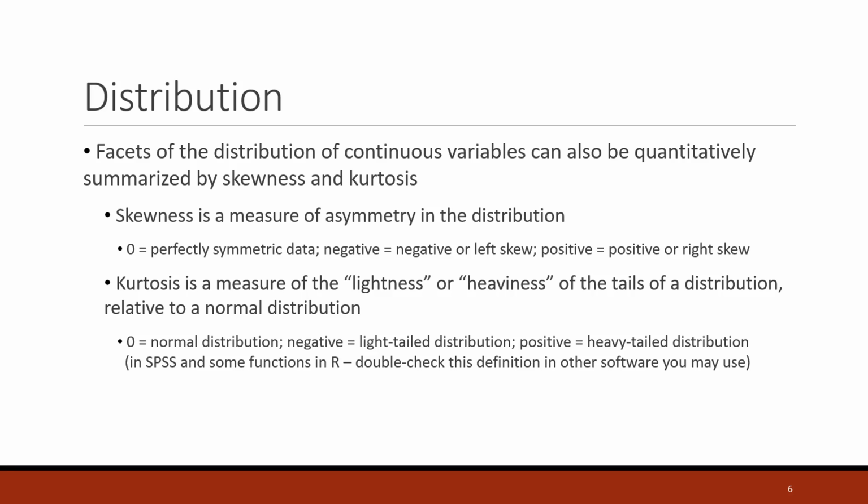And as a note here, in SPSS and some functions in R, this is the definition of kurtosis that's used, but double check that this is the definition in other software that you may use as well. For example, while here kurtosis of 0 is for a normal distribution, in other definitions of kurtosis, the value for a normal distribution is not actually 0, it's another value. So just be sure that whatever software you're using is using the definition of kurtosis as you expect, and that's sound advice generally. Make sure that the software is doing what you think it's doing.